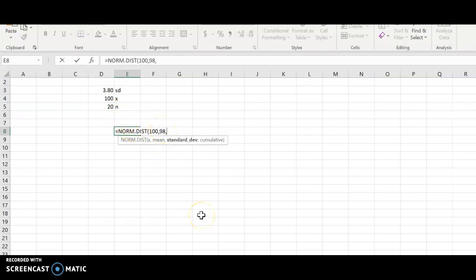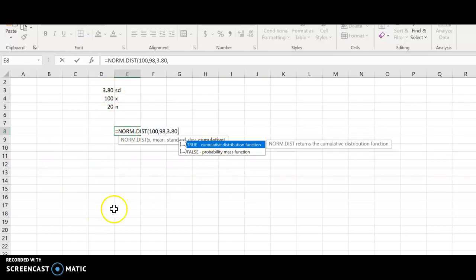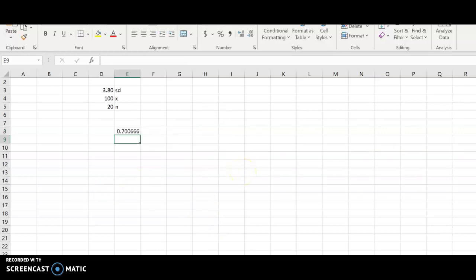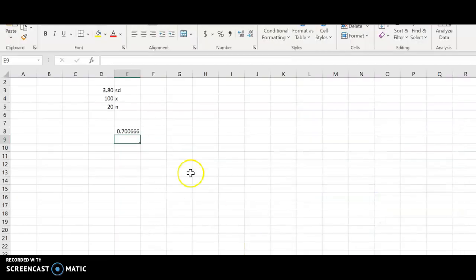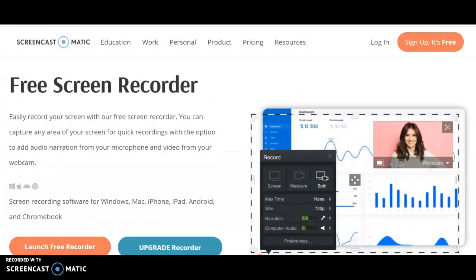Alright, and then your standard deviation is 3.80, and you want it to be cumulative, because anytime you want it to be less than up to a certain number, you want it to be cumulative. So most of the time it is going to be cumulative. So you get 0.700, let's see, 7, we're going to round to 3. So 0.701.